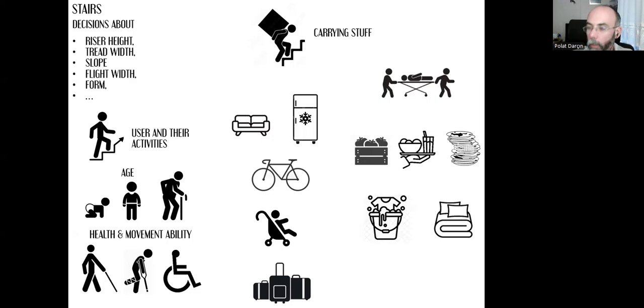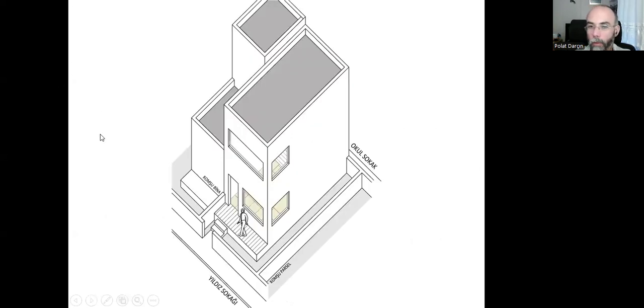In some buildings, like hotels or hospitals, again, they need to carry pillows, sheets and dirty clothes, or even garbage. So we need to first analyze the user, their activities, and the function of the building, and then we can make proper decisions about these properties.